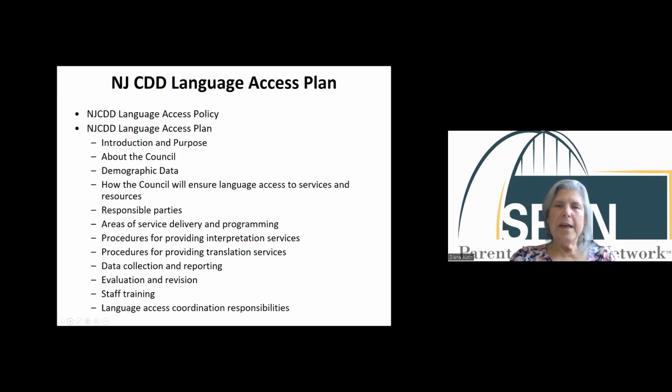So in the language access plan, following the discussion of the policy of the council around language access, you have the introduction and the purpose, information about the council, demographic data from New Jersey, which we discussed earlier in this webinar, how the council will ensure language access to services and resources, who's responsible for making sure that happens, areas of service delivery and programming, procedures for providing interpretation services, and procedures for providing translation services, data collection and reporting, and evaluation and revision of the plan on an ongoing basis to make sure that it's up to date. If you look at the census data for the most recent census, you'll see that some languages are more common today than they were 10 years ago.